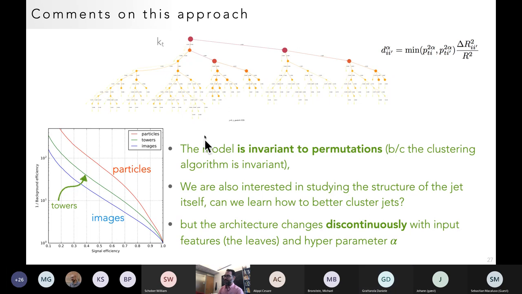And there's also this thing that maybe what I would actually like to do, for instance, is study this hyperparameter and try to understand what is the best way to cluster these jets. So there are questions that are not just about end-to-end learning, classification, and regression tasks. There are questions I care about as a physicist that have to do with the latent state itself. If I wanted to attack those kinds of questions, this architecture is a step in the right direction. But one of the problems is that if I change this hyperparameter alpha, or I change the momentum of the particles, this architecture is going to change discontinuously because of the way the clustering algorithm is involved. That's not good for deep learning, to have these kinds of discontinuities. So we looked for something better.